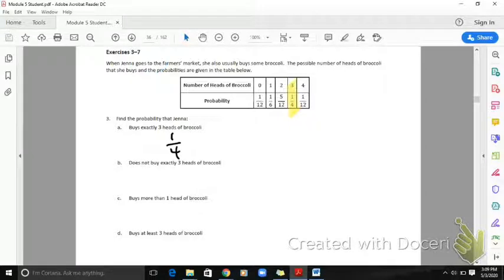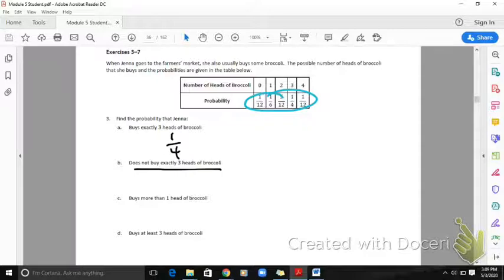And question B says, find the probability that Jenna does not buy exactly 3 heads of broccoli. So again, just like in the other problem, the probabilities of all the possible outcomes should equal 1. And if you add all those up, you will get 1, because there's a 100% chance that one of these things is happening.